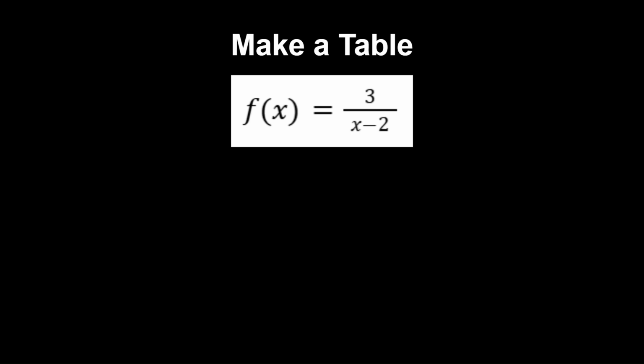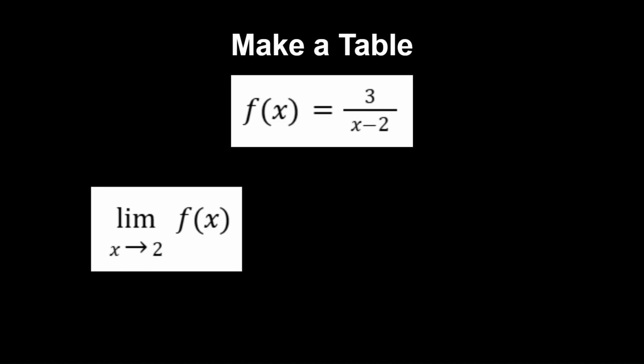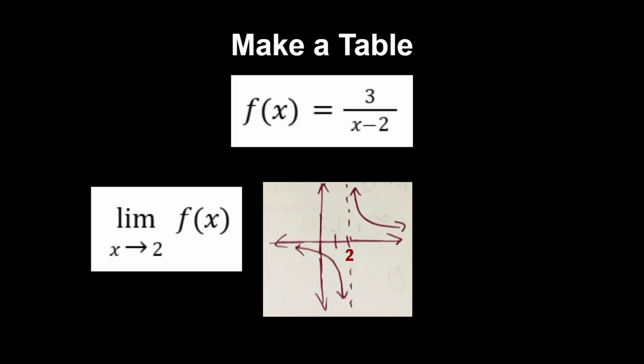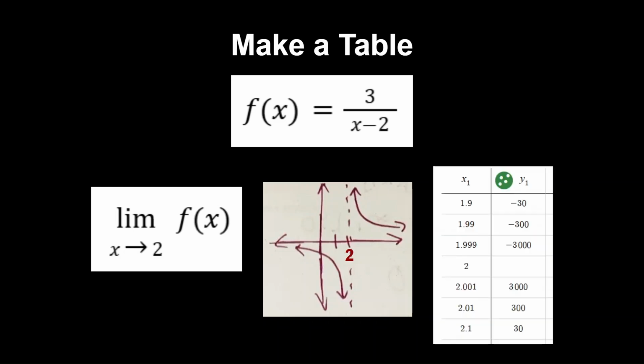If you have a function such as this, where f of x is equal to 3 over x minus 2, and you're having trouble finding the limit as x approaches 2, because you see that it makes the bottom 0, and if you have an image of it, you can see that the graph kind of looks like that. It's really weird, but most likely you will not have an image. So our best strategy here is to make a table. Plug in these values into the function and see what it gives you.